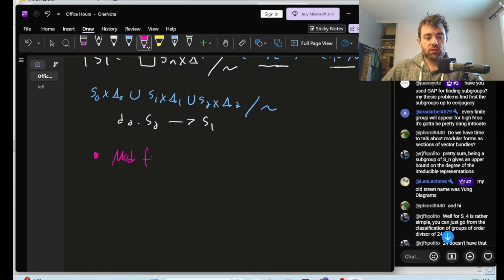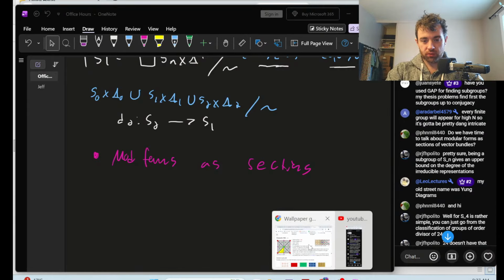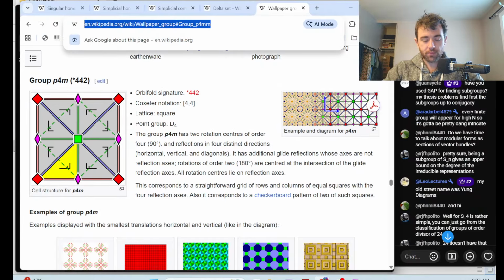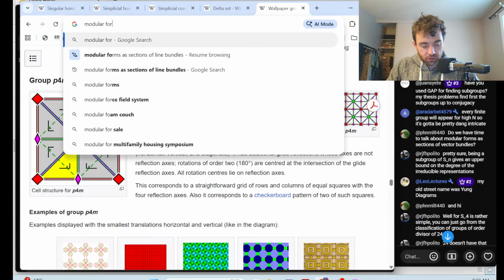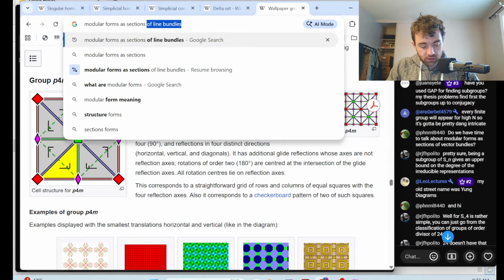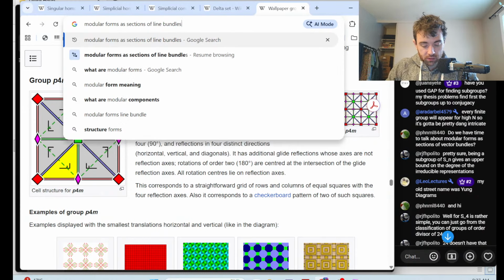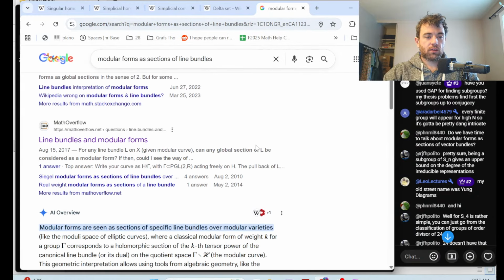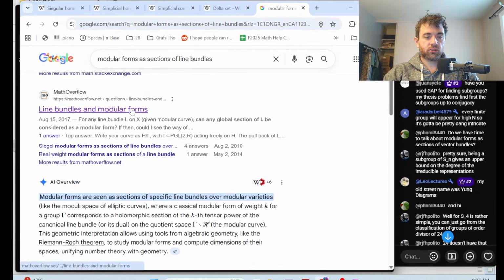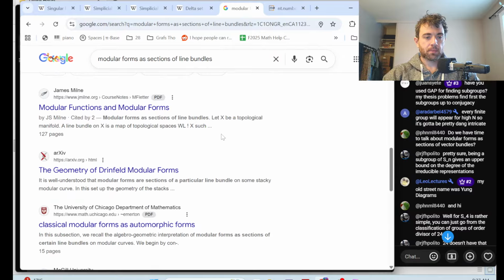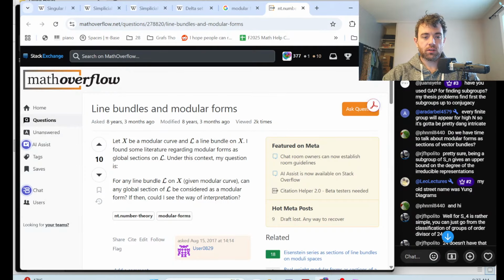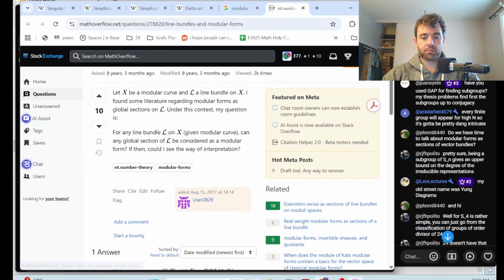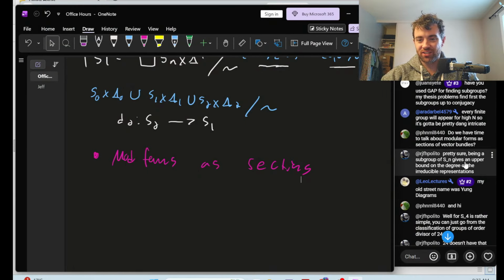Modular forms as sections. We're going to leave this as a note, possibly for tomorrow, possibly for later today. Let me type the modular forms as sections of line bundles. Oh, I've clicked on this before, maybe a long time ago. But okay, let's see. I gotta try and finish this.